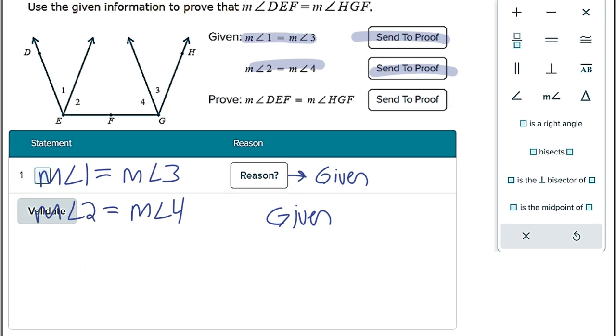So now let's just think through this. And that's kind of what we have to do with a proof. We have to think logically through this. We know that angle 1 and angle 3 are the same. We know that angle 2 is congruent to angle 4. So we know those 2 things, and we're trying to get that DEF and HGF are the same.